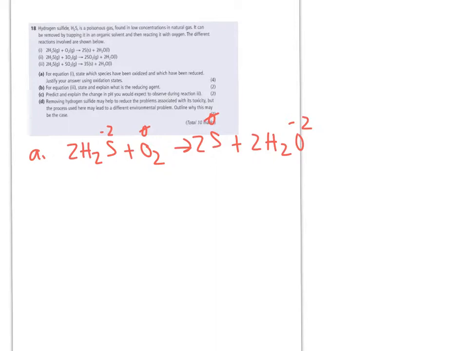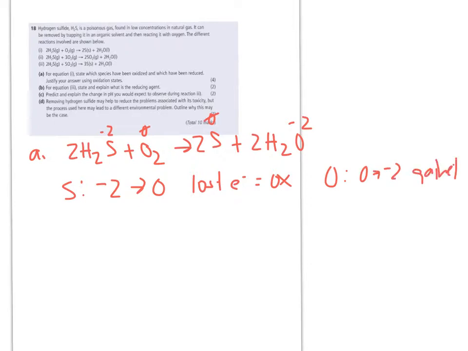So sulfur going from -2 to 0 means it's lost electrons and it's oxidized. Well, oxygen has gone from 0 to -2, so it's gained electrons and been reduced. Part B for equation 3, state and explain what is the reducing agent.